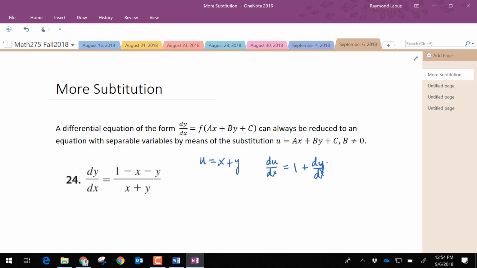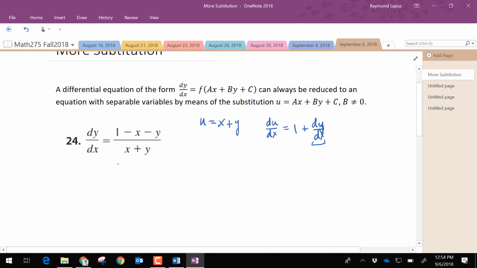Of course, we want to solve for dy dx so we can do the replacement, and then we can change everything else. So we have dy dx is du dx minus 1. And then we have 1 minus u divided by u. That look okay?